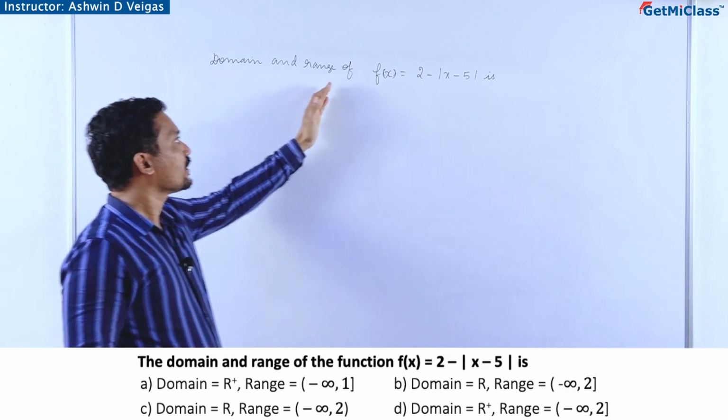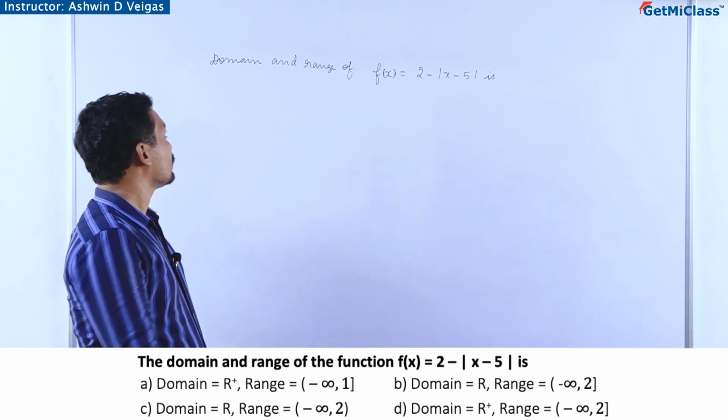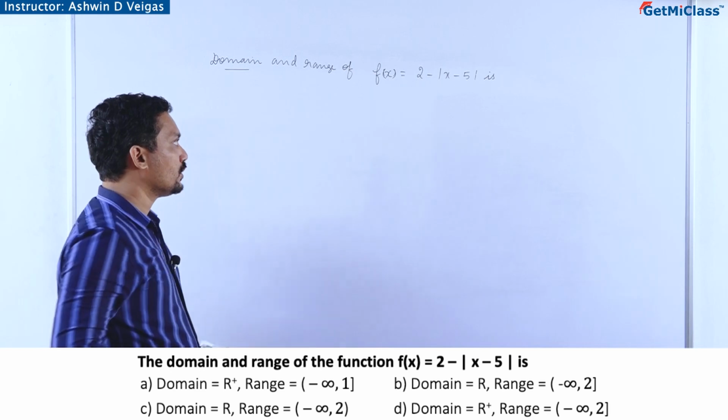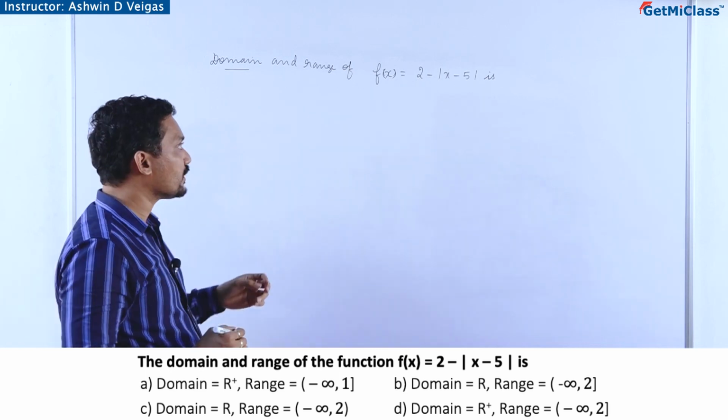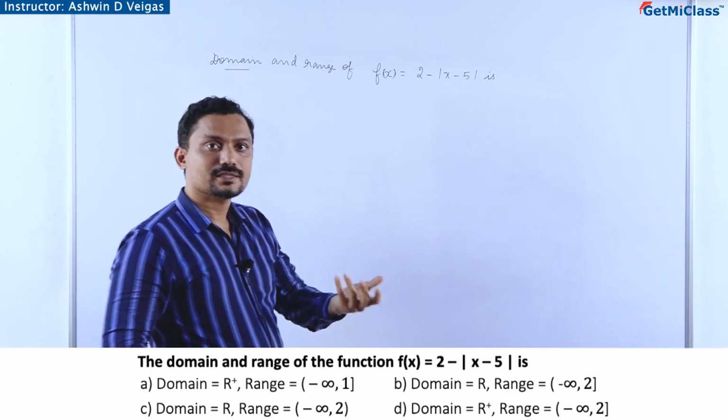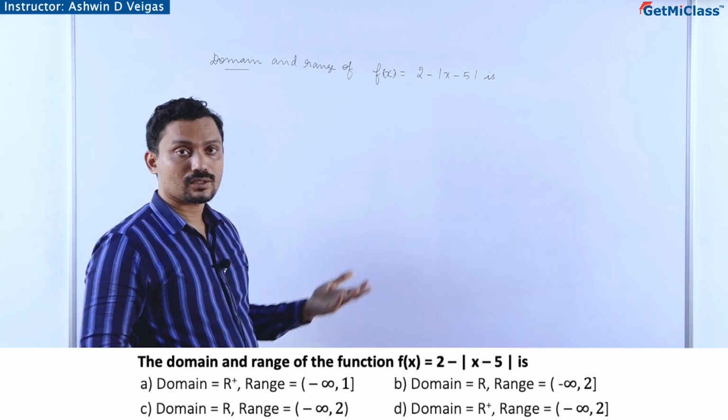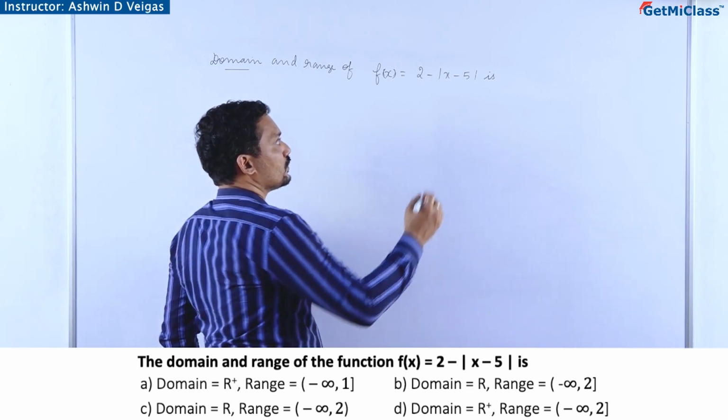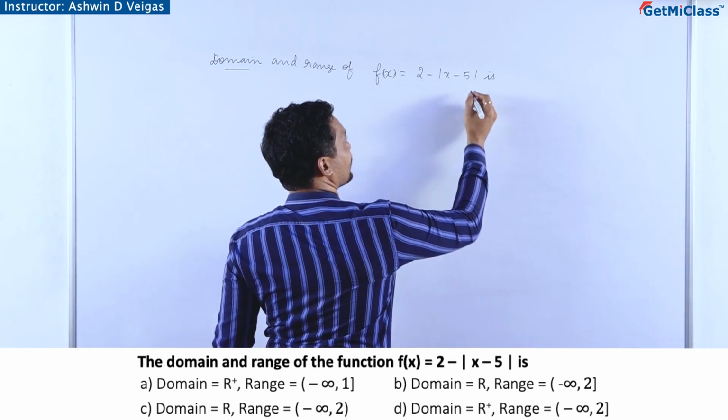So, here, the domain and range of this function. Now, what is the meaning of domain? Domain is actually the input, that is the value which the function will accept. So, those values are called the domain of the function. Now, this is mod of x minus 5.